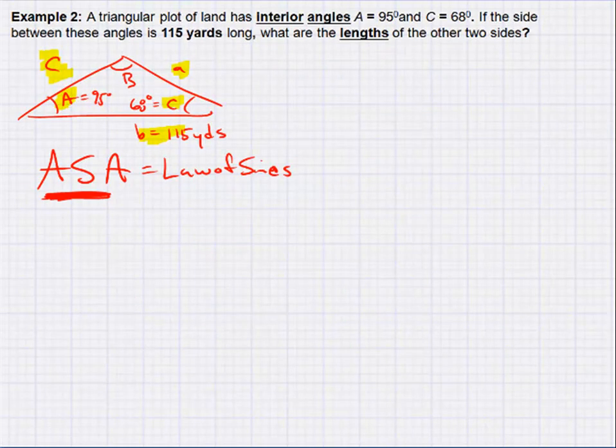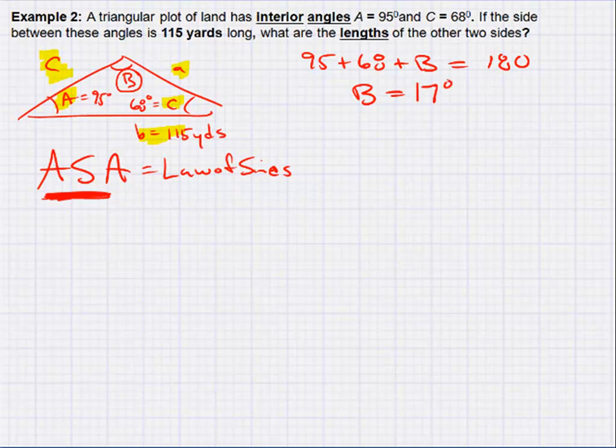Alright, so now we have to set up our proportions. What do we know? What don't we know? Well, we don't have any pairs: we don't have an A and an A, a B and a B, or a C and a C. But what I can do first is find angle B. Again, 180: 95 plus 68 plus B equals 180. So B is 180 minus 95 minus 68, and I come up with 17 degrees.